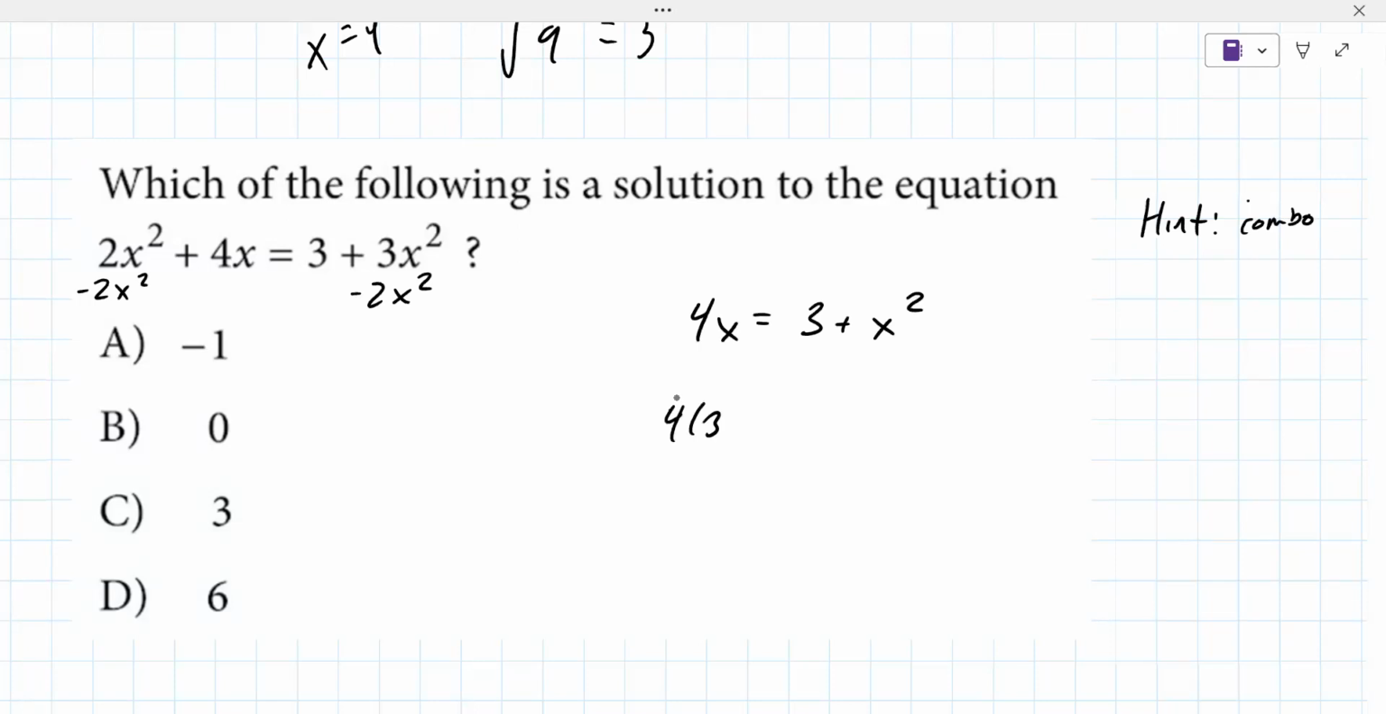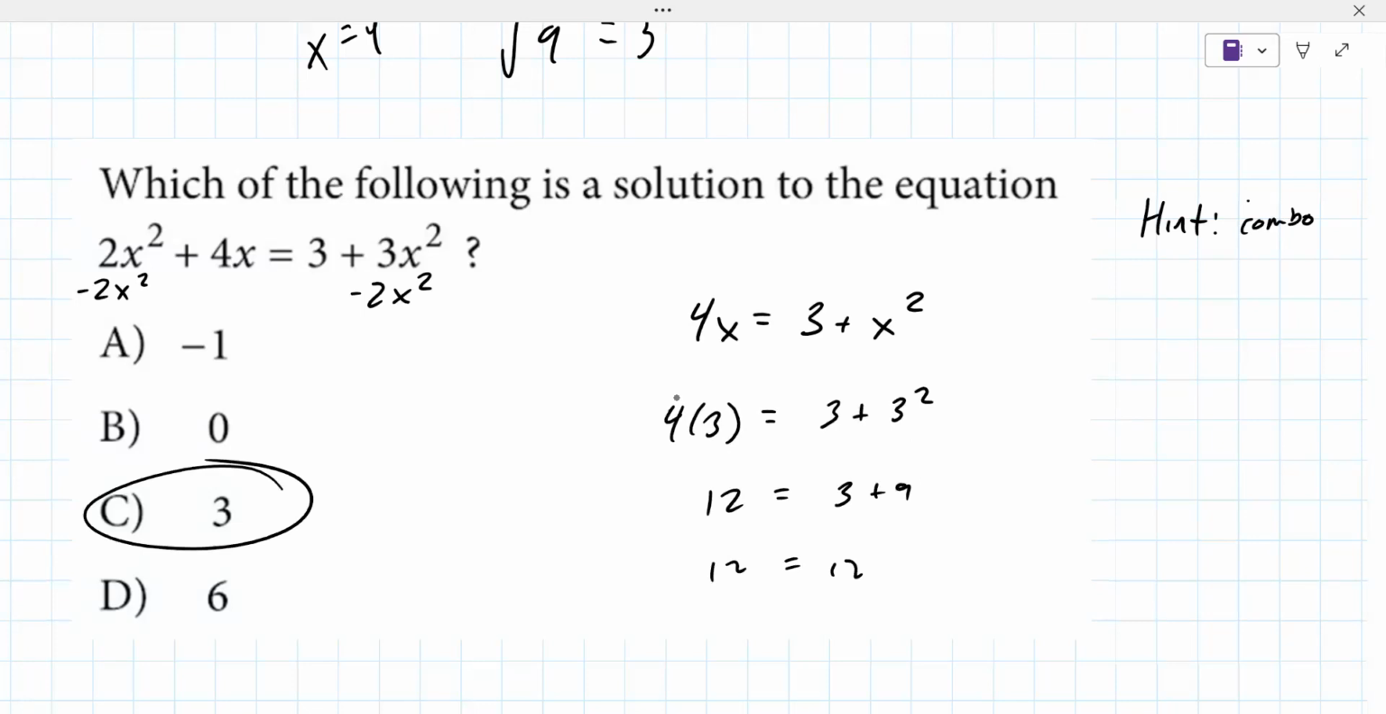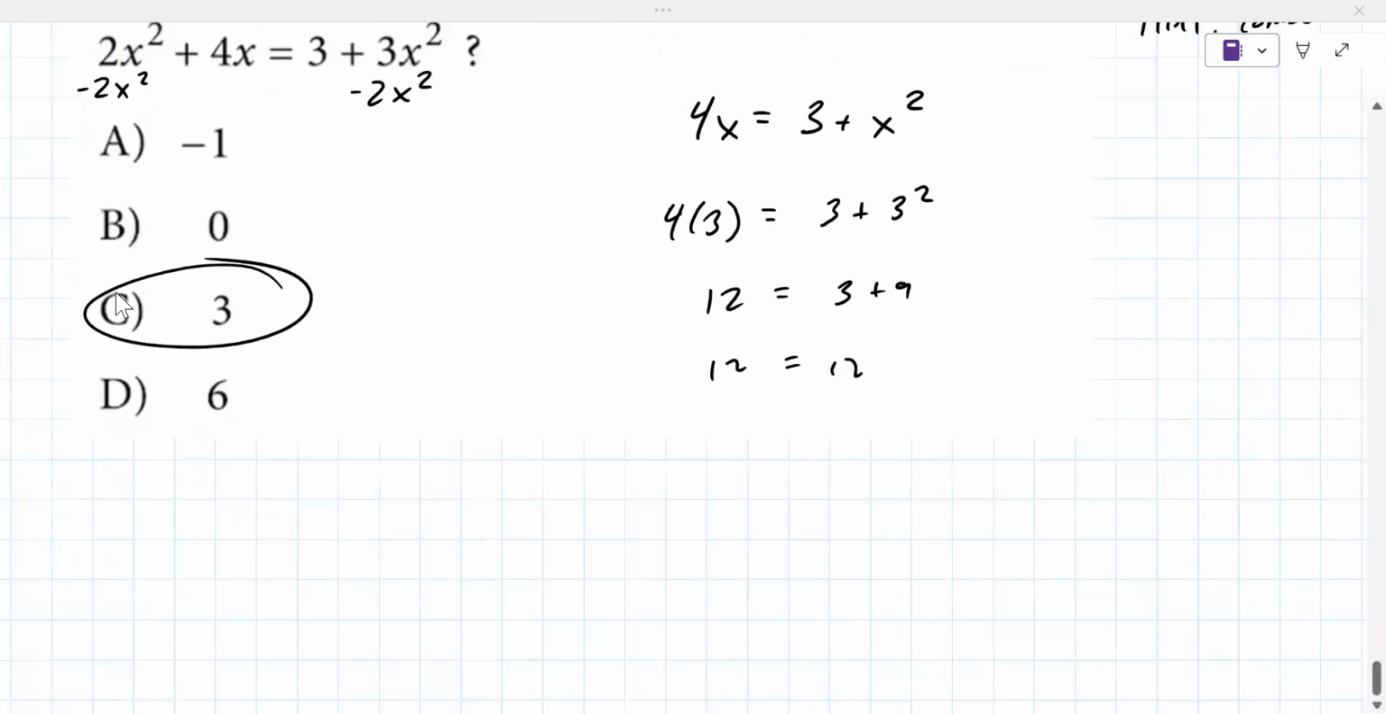So 4 times 3, does that equal 3 plus 3 squared? 12, does it equal 3 plus 9? That's good. All right, so hopefully you're kind of getting the hang of this. Let's try at least one more here.